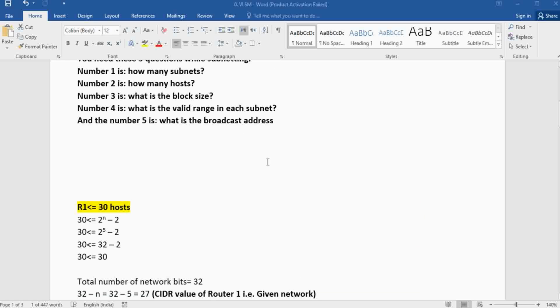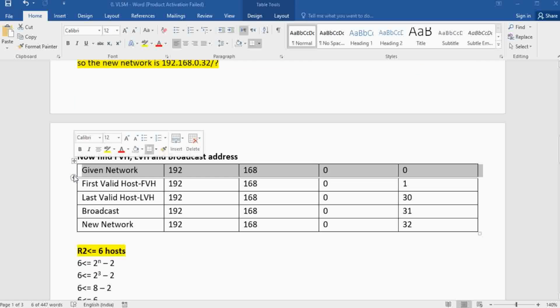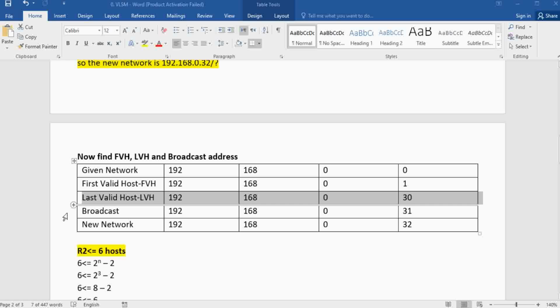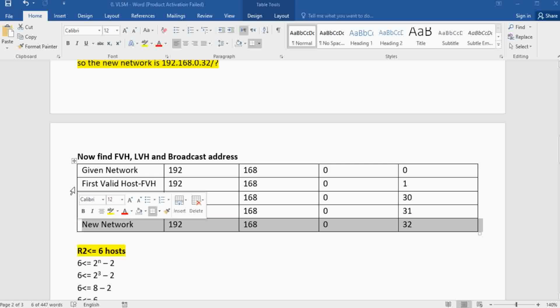Now is the time to solve questions 4 and 5 together. Make a table like this. Given network 192.168.0.0. First valid host, FVH, 192.168.0.1. Last valid host, LVH, 192.168.0.30. Broadcast 192.168.0.31. New network 192.168.0.32.